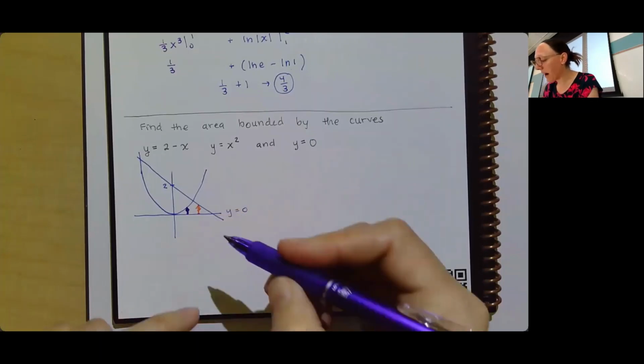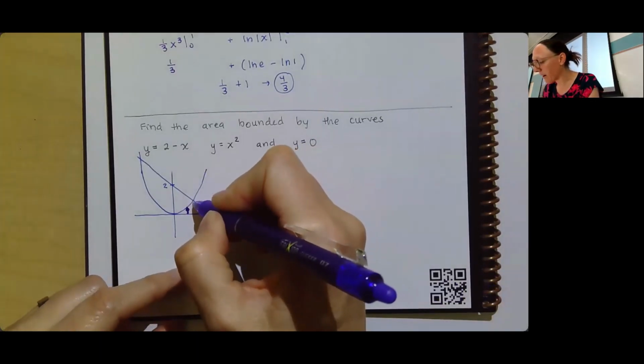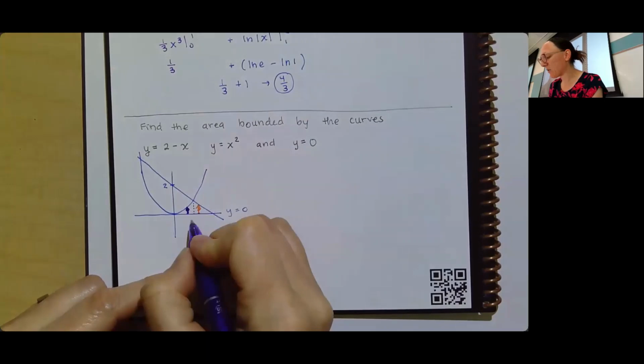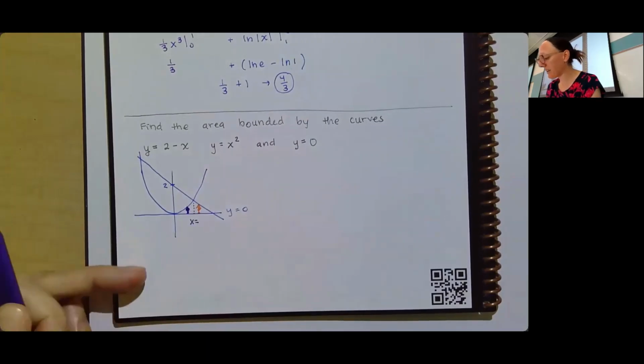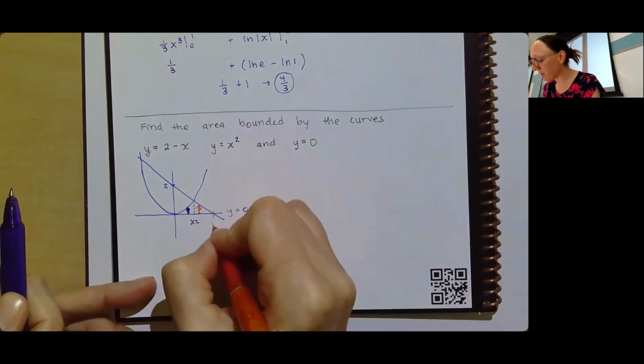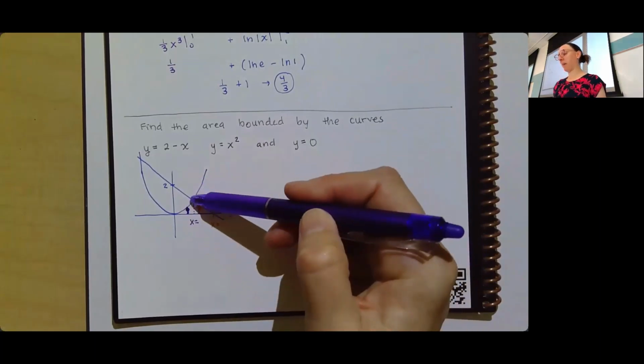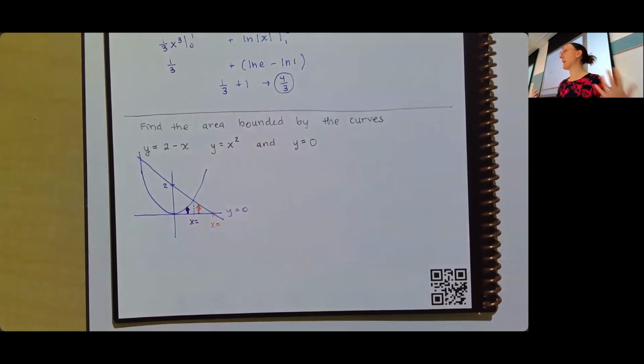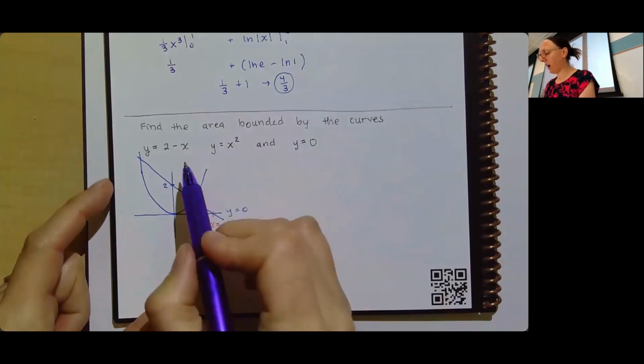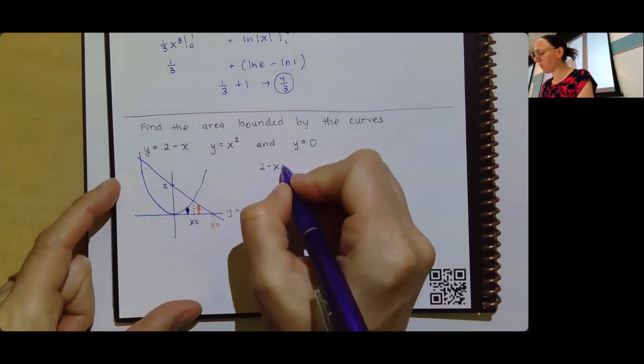So visually on the graph, I know I'm going to break it up right here. That means I need to figure out what this x value is, and I need to know it in order to set up my 2 integrals. To find this one that's happening at the intersection point, I can set the line equal to the parabola.